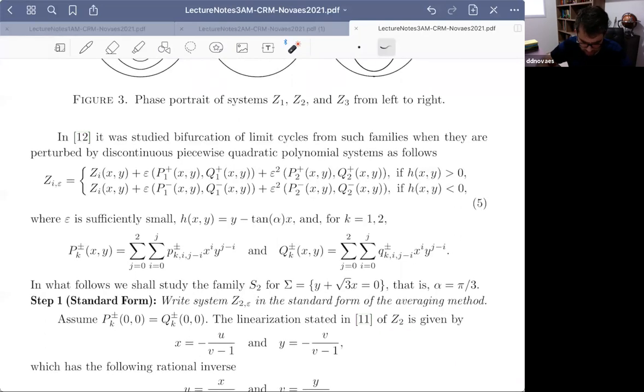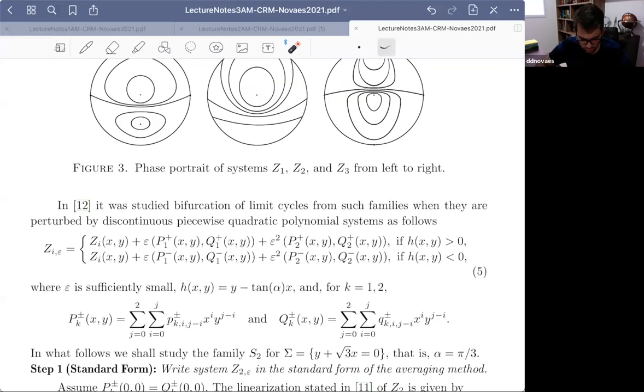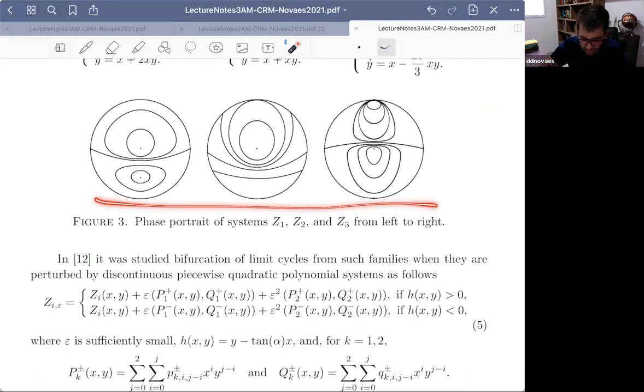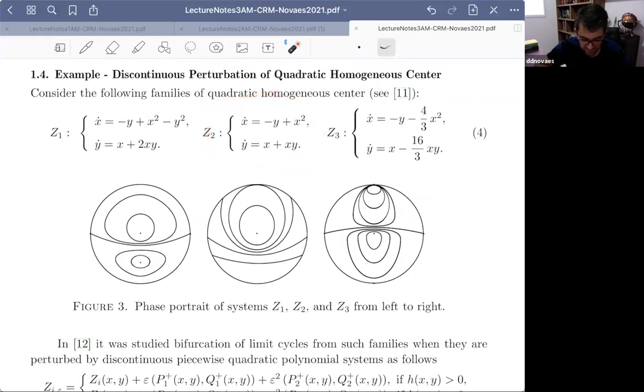So let me comment that the idea here was to find the maximum number of limit cycles, or at least lower boundaries for this maximum number of limit cycles, for these three kinds of centers. Let me comment what we found for these systems, okay? Z2, for these families, Z2.